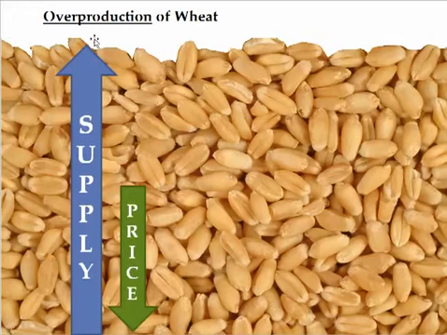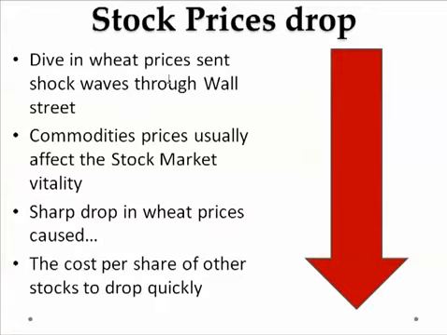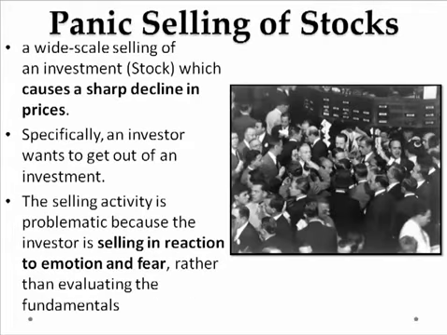Oversupply saturates the market, and the price of wheat goes down. If the price of wheat goes down, it's going to affect the price of other products. So stock prices dropped on the New York Stock Exchange. It causes a wave of stock prices to drop as well. Commodity prices like wheat usually affect stock market vitality, and this sharp drop in wheat prices is going to cause the cost per share of other stocks to drop as well. And when it does, a panic happens in 1929.